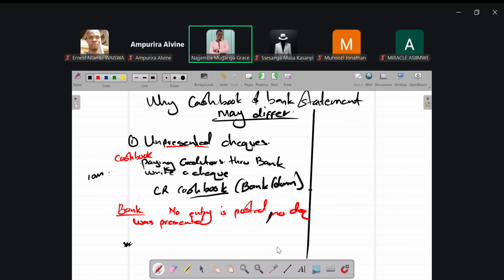You see that? So this brings about the difference. At the end, you're claiming that you made a payment of 10 million, but the bank is saying, look, we did not receive any check. Or maybe the bank statement comes in earlier, where you receive the bank statement before you could compile all the transactions. So that is the unpresented check.